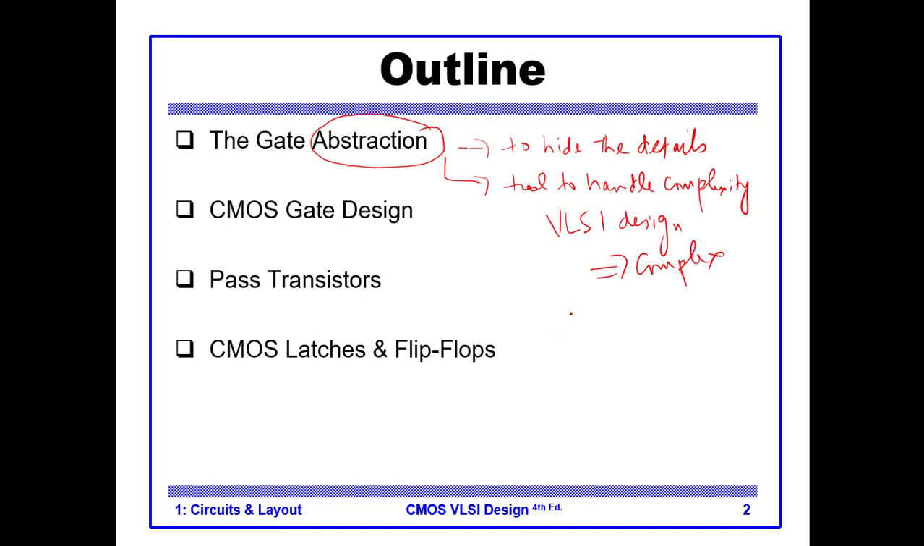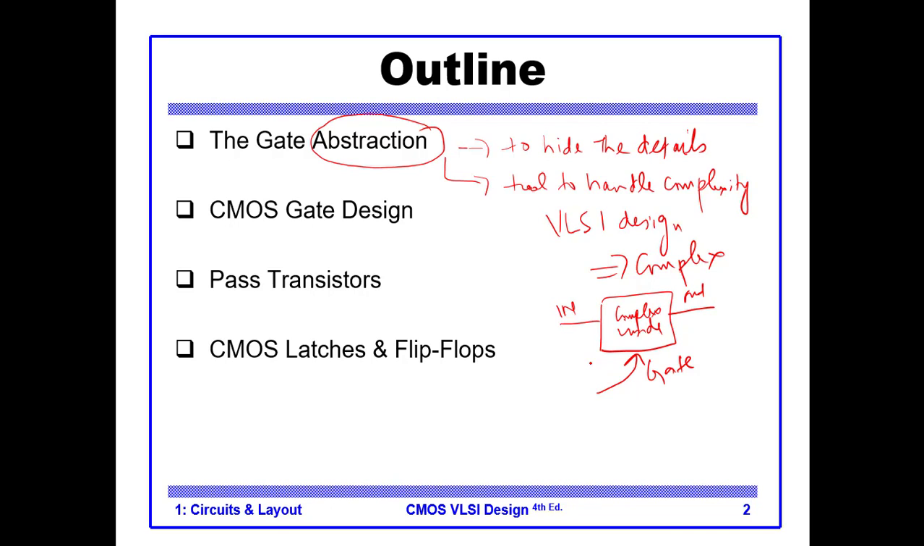So we are now dealing with the first abstraction in this course, that is the gate abstraction. There is something complex inside, and we have the input and we have the output, and this box is the gate. The gate abstraction means that you don't need to worry about all the transistor level circuit inside. This is the first subtopic.